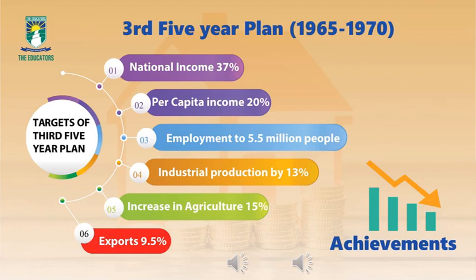A total amount of rupees 52 billion was reserved to achieve these targets. Rupees 30 billion were allocated for public sector, while rupees 22 billion were reserved for private sector.